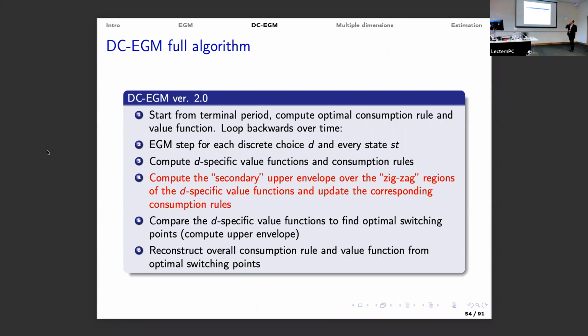Now, if we're looking at the algorithm, at the steps of what we have to do to solve this problem, well, we just learned that we need to do the secondary upper envelope. So that's an addition that allows us to clean the discrete choice specific value functions of the suboptimal points produced by the EGM step due to the fact that the first order conditions are not sufficient.